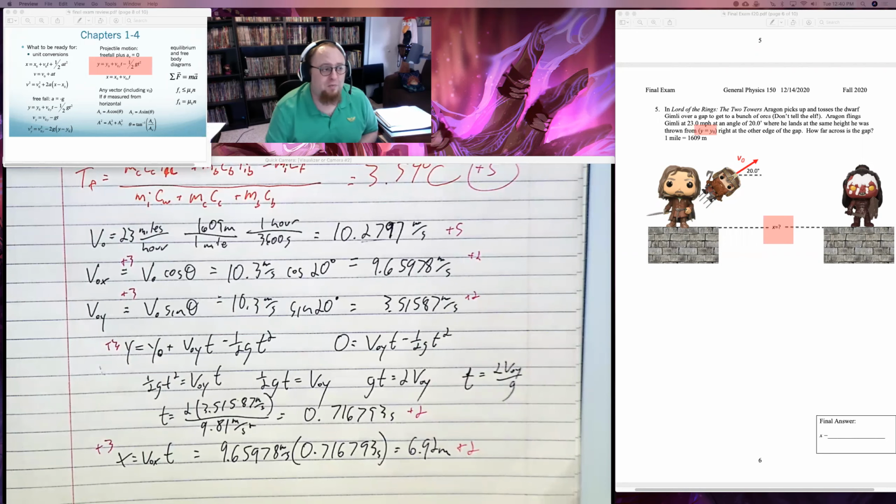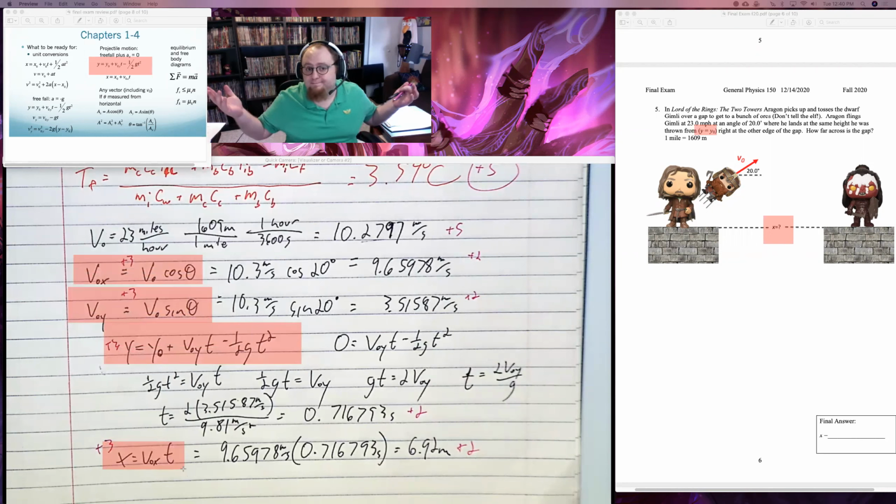Obviously, it won't be an identical problem, but it will be projectile motion. It will involve this, this, and that. What you're going to need to do is get your x and y components. Once you have them, use either the x equation or the y equation to get t and plug t into the other equation. Any questions there?